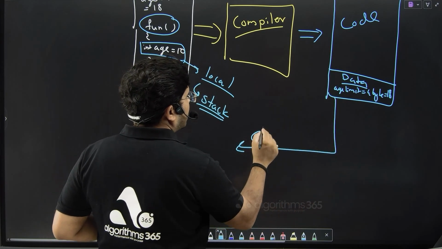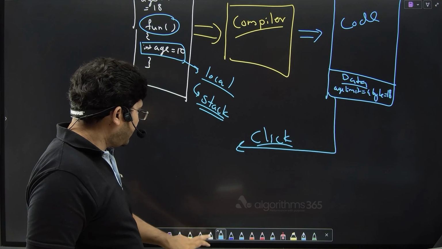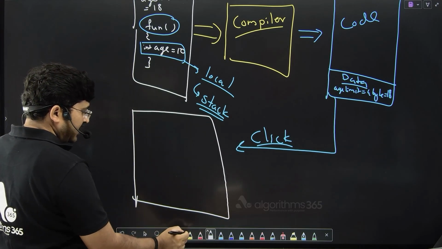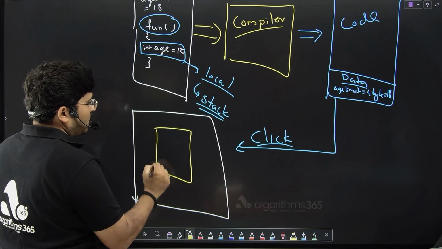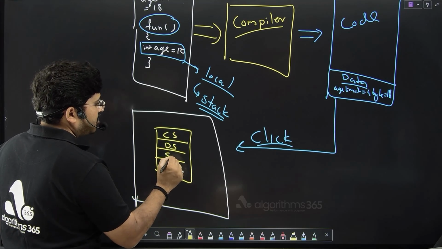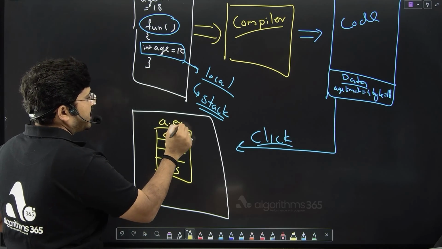You invoke that executable. What happens? That program gets loaded in the RAM, like this. You have the code segment, the data segment, the stack segment, and then the heap segment. So your a.exe gets loaded in the RAM.